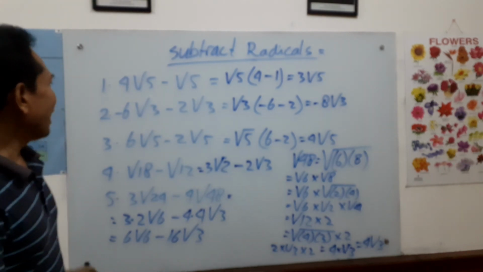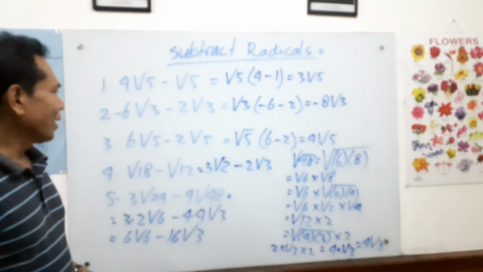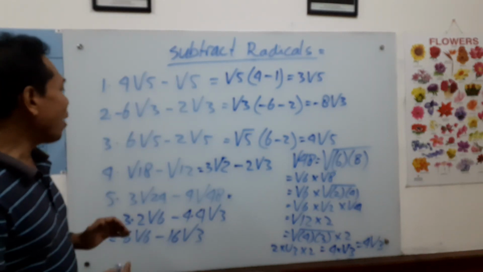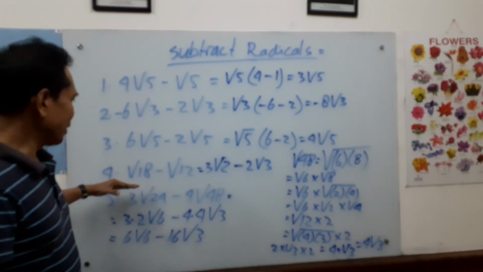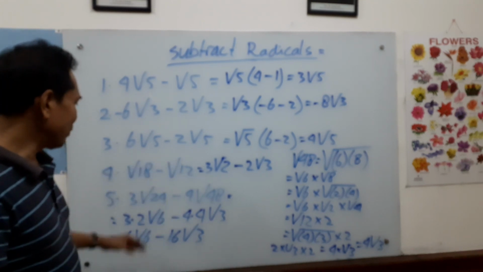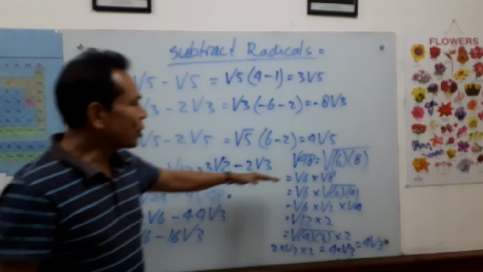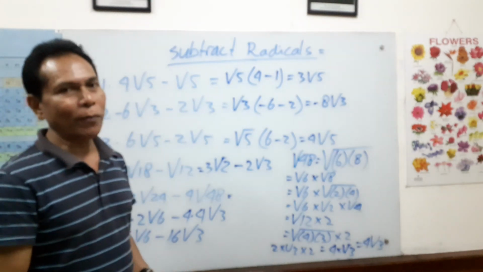Alright children, I hope with the simple questions and the simple explanation, you understand how to subtract radicals, and how to simplify square roots, like square root 18, square root 12, square root 24, square root 48. You know how to simplify them. You can use this way, or you can use factor 3 to simplify them.